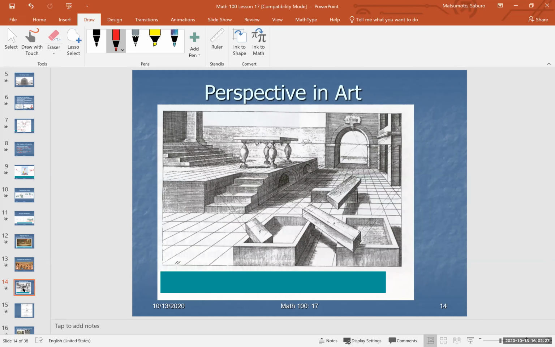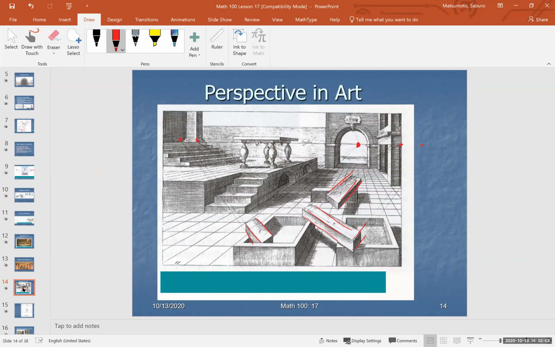This may be from Yamnitsky or Dürer or one of those people. But you notice here, for instance, these lines here, they meet at this point. All of these lines are parallel to each other, and they meet at this point. This line and this line are parallel, and they meet at some point here. These lines are parallel to each other, and they meet at this point. All of these vanishing points, notice here, are on the same line, okay?